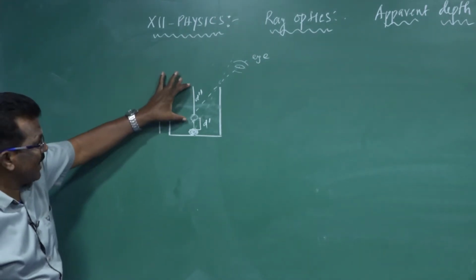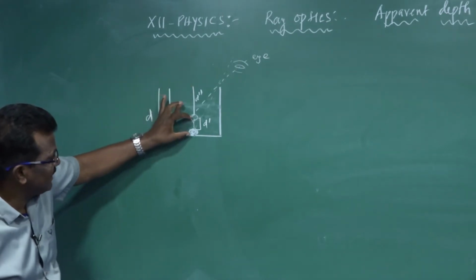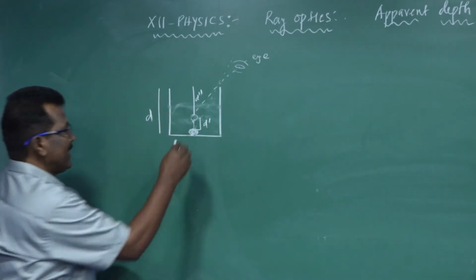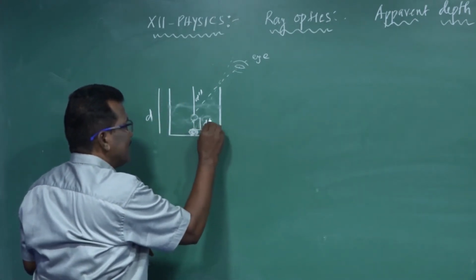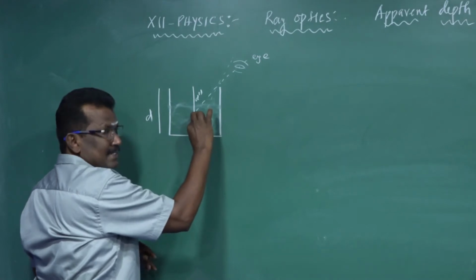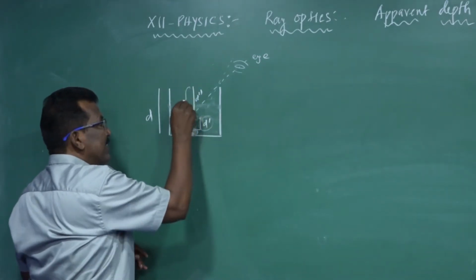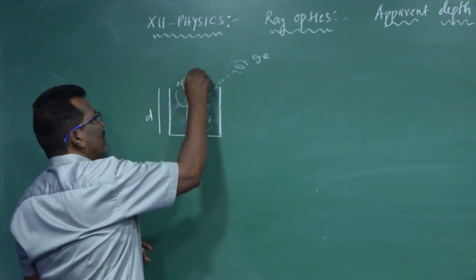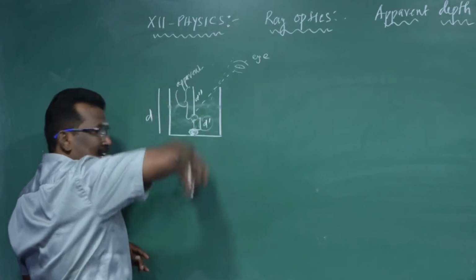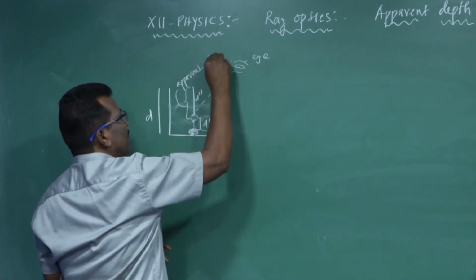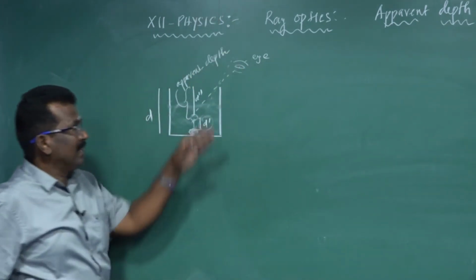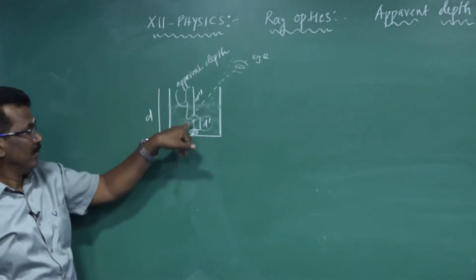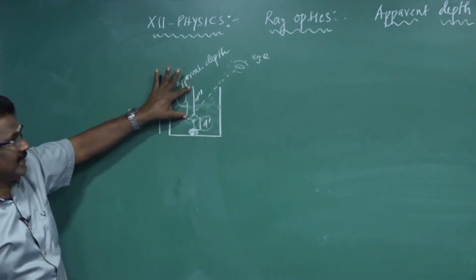Now the object can be seen in this position, but this much height is changed inside the liquid. So this distance, which is changing, we are now going to calculate. It is elevated. So this distance is called apparent distance. Actually, inside the beaker it is the apparent depth. Mathematically, now we are going to calculate the apparent depth. This distance is the apparent depth.